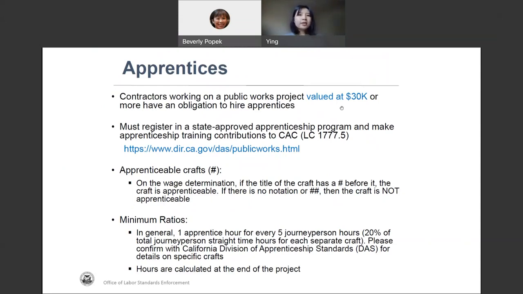So for more information, definitely check out the DIR website where they enforce the apprenticeship requirements. Again, the apprenticeship requirement is not enforced by our office. Next.